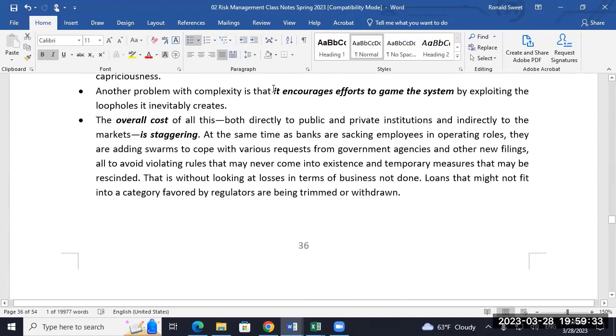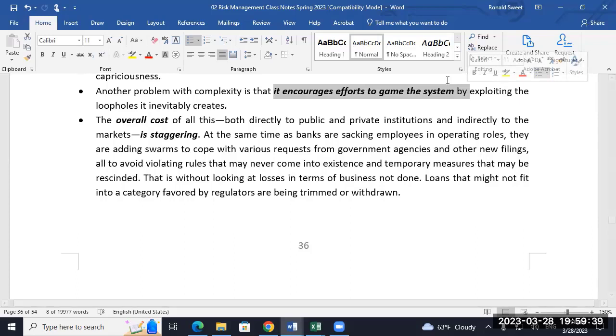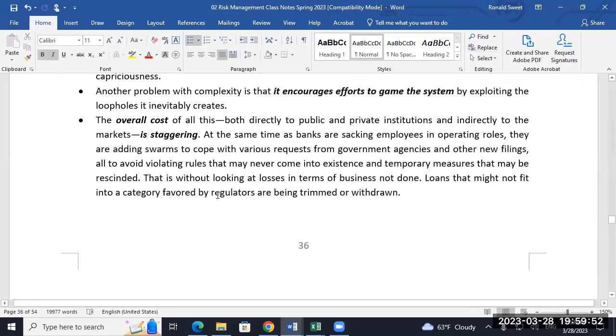So when you make it so complicated, you just encourage gaming. You don't hire people at Goldman to see if we can meet the letter of this law and the spirit of this law. You say, how can we hire people so we can keep doing what we've always wanted to do, but we check the box on Dodd-Frank. The overall cost is staggering.